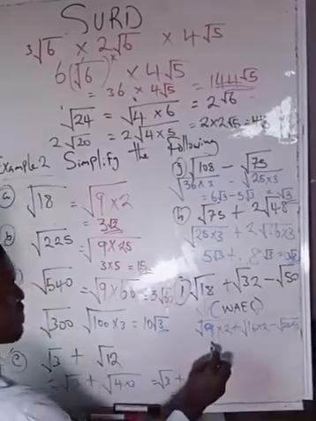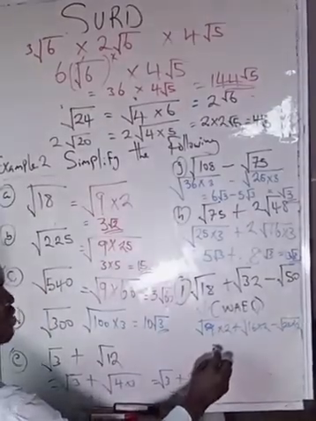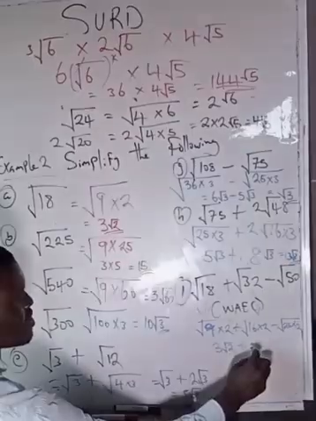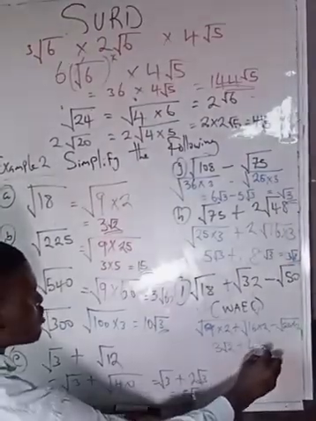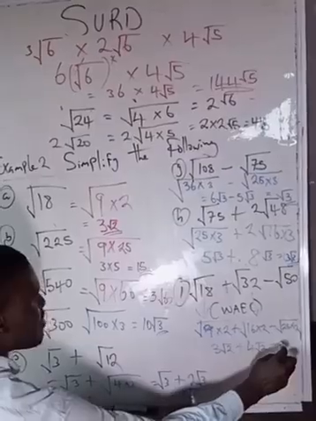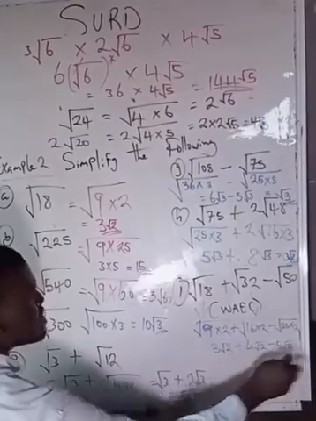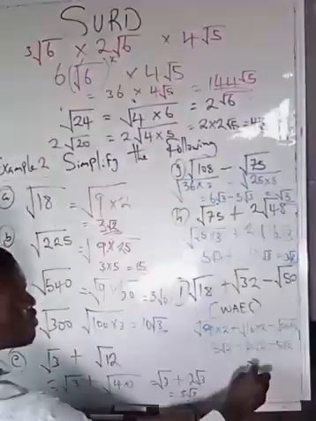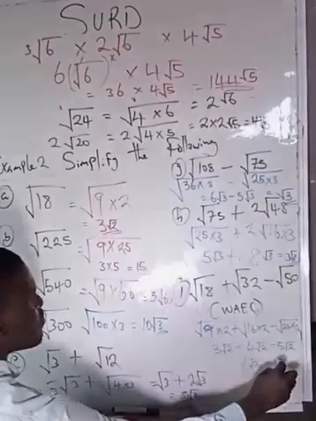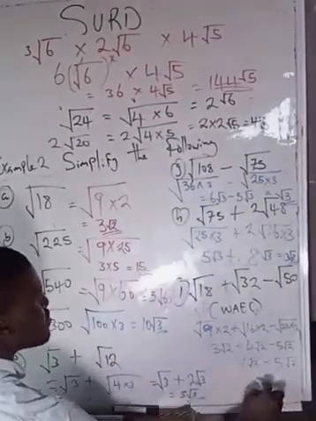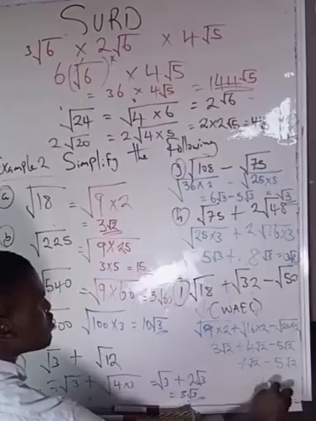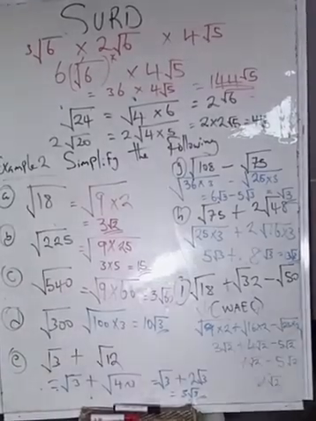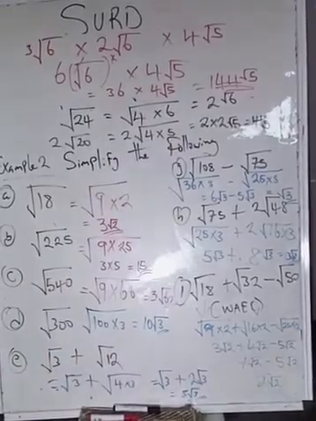9 is a perfect square, so square root of 9 is 3. So this is 3 root 2 plus square root of 16 is 4, 4 root 2 minus square root of 25 is 5, 5 root 2. So you can see they are all like terms. 3 plus 4 will give us 7. So this is 7 root 2 minus 5 root 2. 7 minus 5 will give us 2 root 2. So this is our final answer. You can see the solve is very simple to solve. Thank you very much.